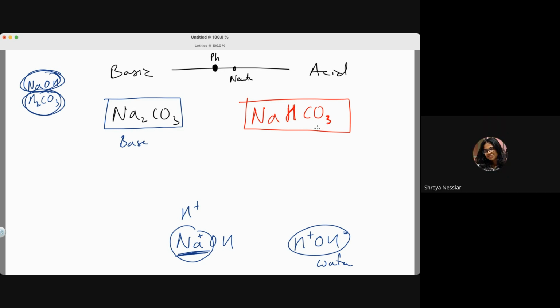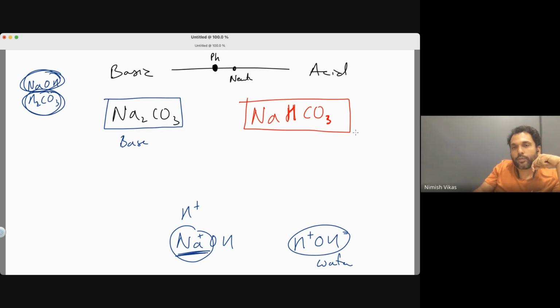Okay, this still happens to be a base because it still can react with more HCl. Something which can react with an acid is a base. There is one more Na to be given away and H to come and replace. So it is still a base. But we are pretty sure that between the two bases, this is more basic and this is less basic.